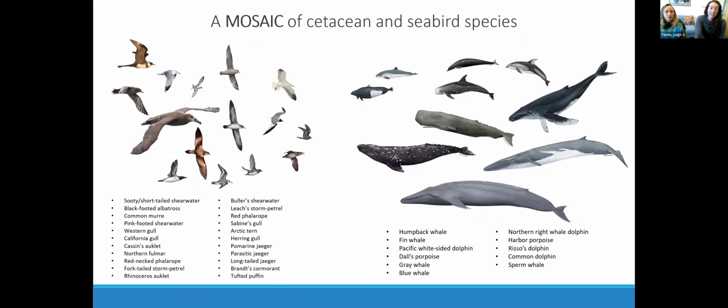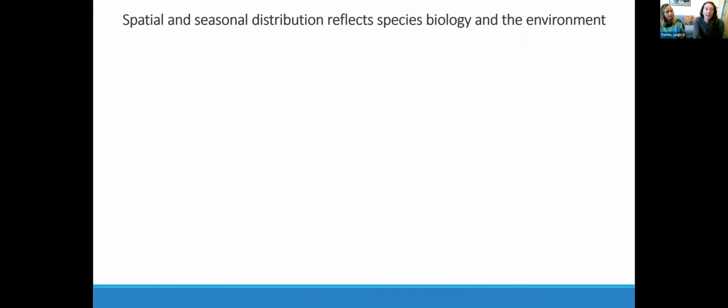That example was from the MOSAIC project, and in the MOSAIC project, we're doing these sorts of analyses for 22 different seabird species and 11 different cetacean species, leveraging all of these data to make distribution maps to get at the seasonal and spatial distribution patterns of these species. So I'm going to give you some teaser results. I'll emphasize here that this work is ongoing, but we're excited to share with you where we're at now.